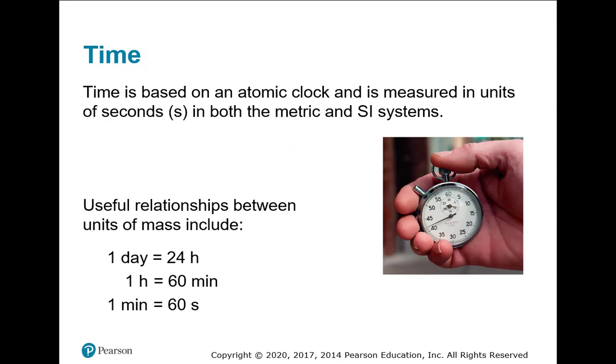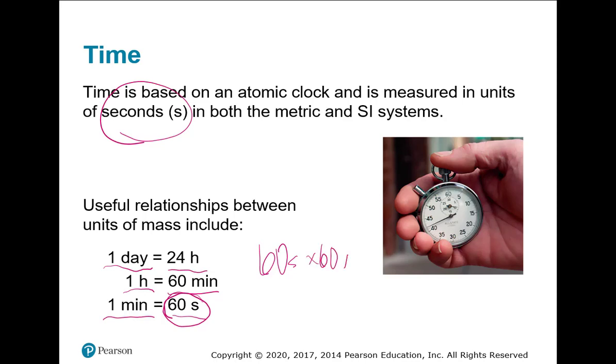Time is based on an atomic clock that is measured in units of seconds in both the metric and SI system. We know that in one day there's 24 hours in a day. We know that in 1 hour there's 60 minutes, and in 1 minute there's 60 seconds. We could figure out how many seconds there are in one day. If there's 60 seconds in 1 minute, and 60 minutes in 1 hour, and 24 hours in one day, we could easily do this math to figure out how many seconds was equal to 1 day.